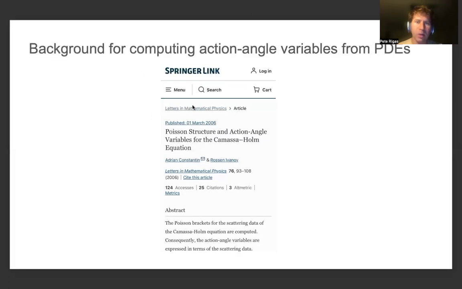So this is, again, the background for computing the action angle variables for the partial differential equations. And it's great just to very briefly rehash this again so that we can demonstrate how to obtain a type of system of relations from the Poisson bracket of the entries of the transfer matrix for the two-dimensional inhomogeneous six-vertex model.